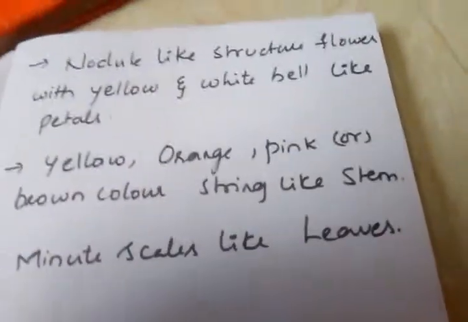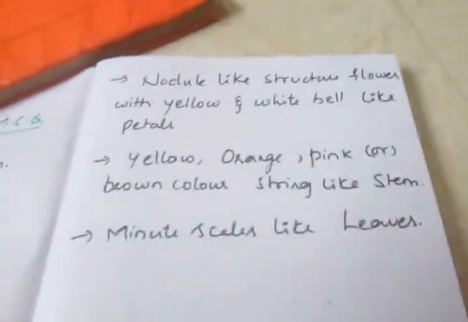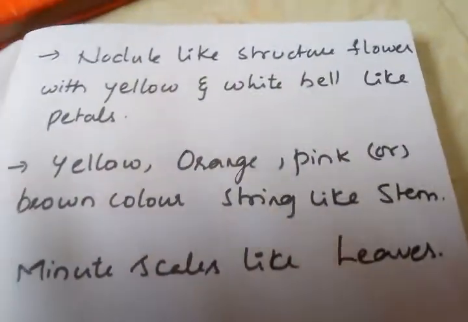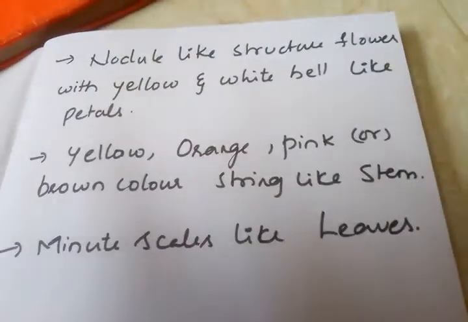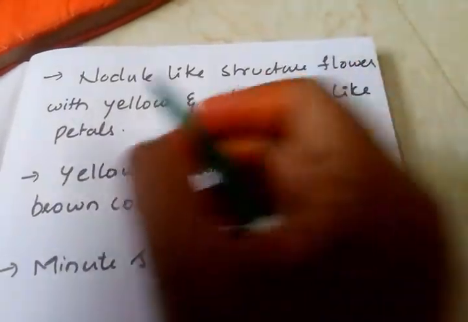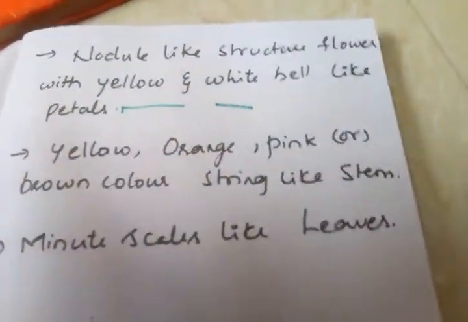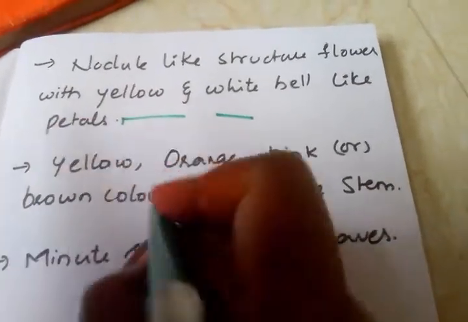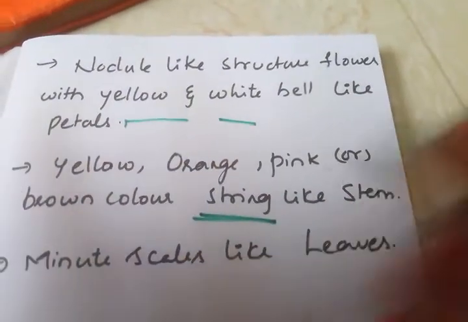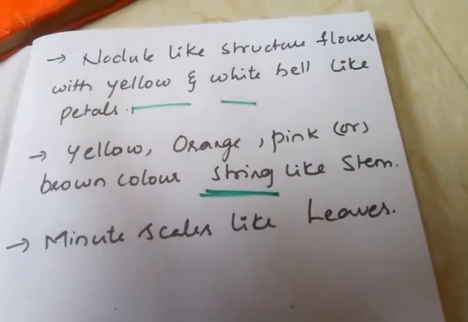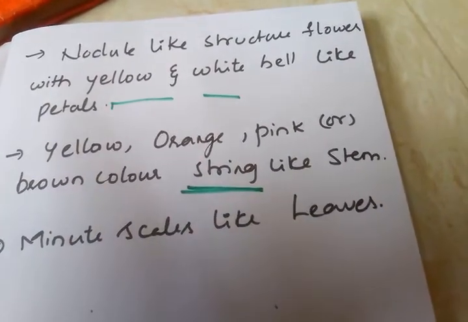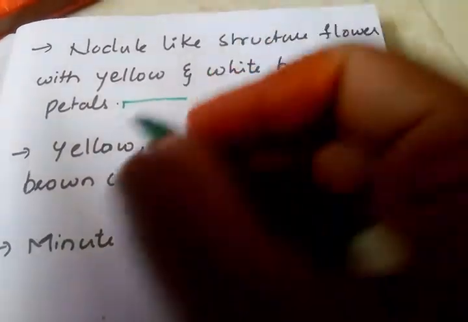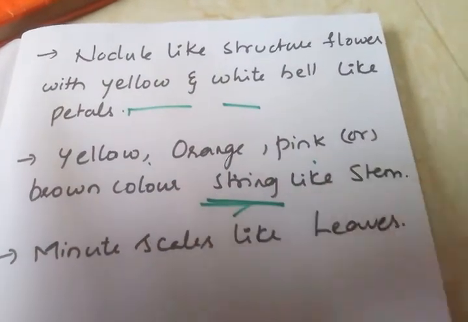So here these are the things. Look here, the Cuscuta dodder flowers. It has nodule-like flowers with yellow and white bell-shaped petals. And the stem of the Cuscuta is a string-like stem, a small thread-like stem. There is no special length or width in the stem. It is a string-like stem with yellow, orange and pink colored strings.